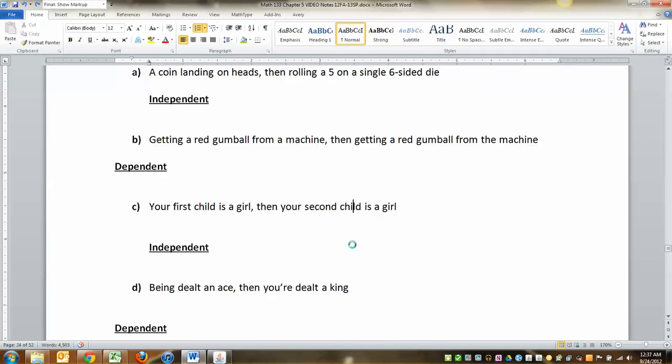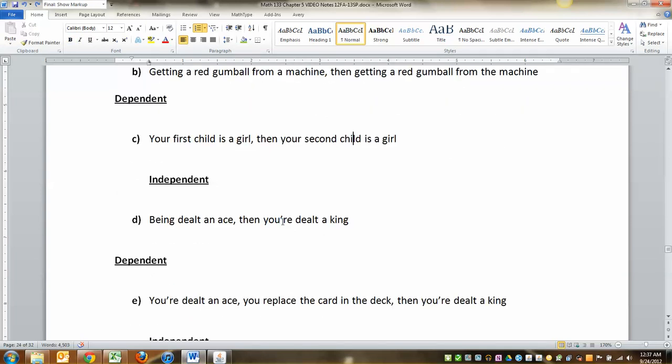Now, what about your first child is a girl? Does that affect your probability of your second child being a girl? And the answer is no, right? For most healthy couples, first child is a girl has no bearing on whether your second child will be a girl. Now, I know genetically there are some exceptions to that rule, but for the most part in our class, we treat gender like they're independent, 50-50 shot.